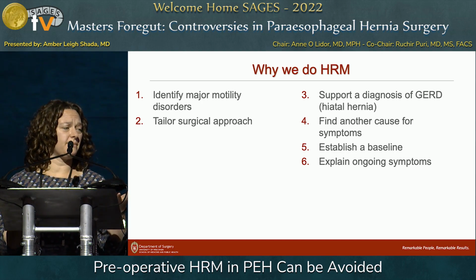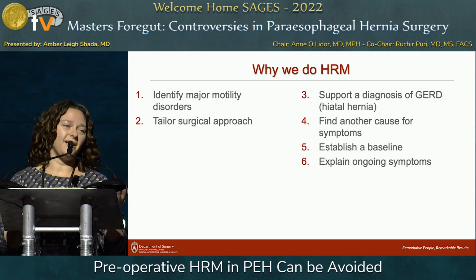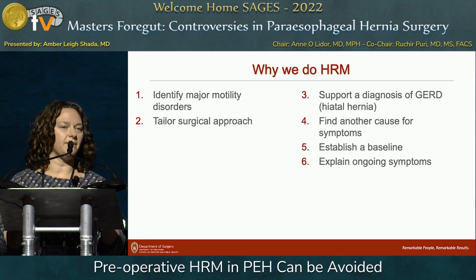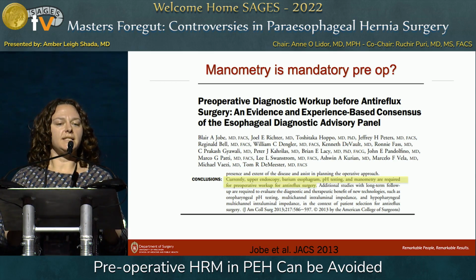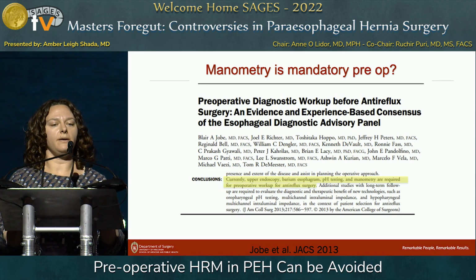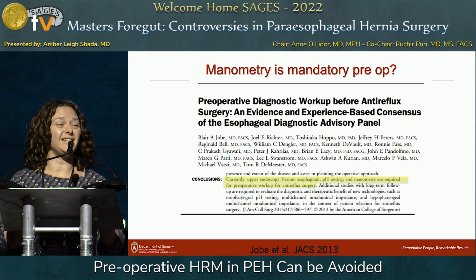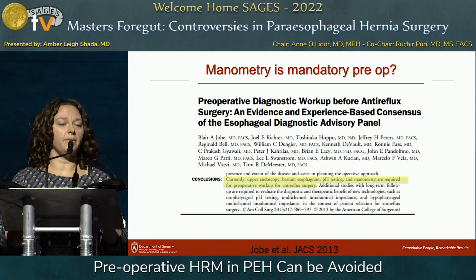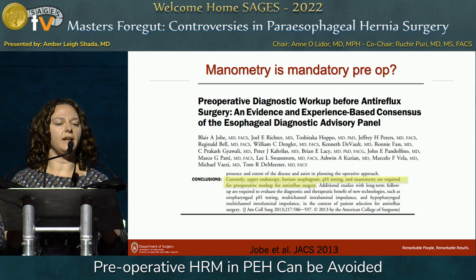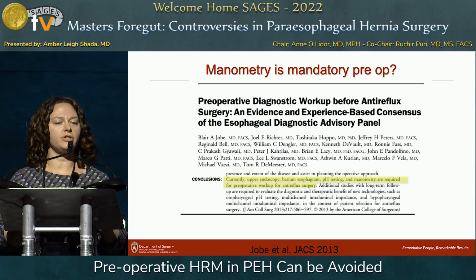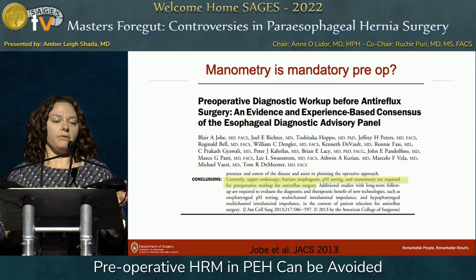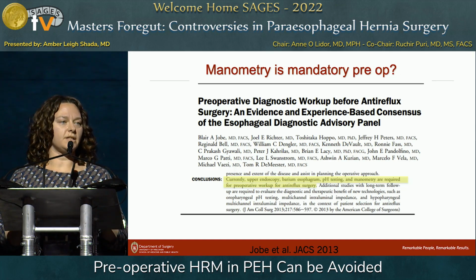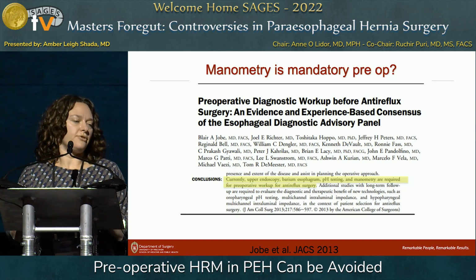And then always, if a patient comes in with problems post-op and dysphagia, a lot of us are always kicking ourselves wishing we had a manometry, right? We knew what things were like before we did surgery on that patient. So this is a consensus group that was published in JACS almost a decade ago now, looking at what preoperative workup is required. And I highlighted the first sentence of the conclusion, right? Currently, upper endoscopy, barium esophagram, pH testing, and manometry are required for preoperative workup of anti-reflux surgery, right? So that's sort of the way we think.